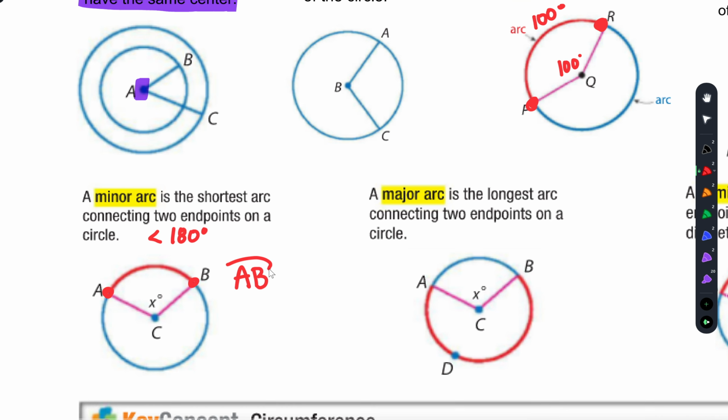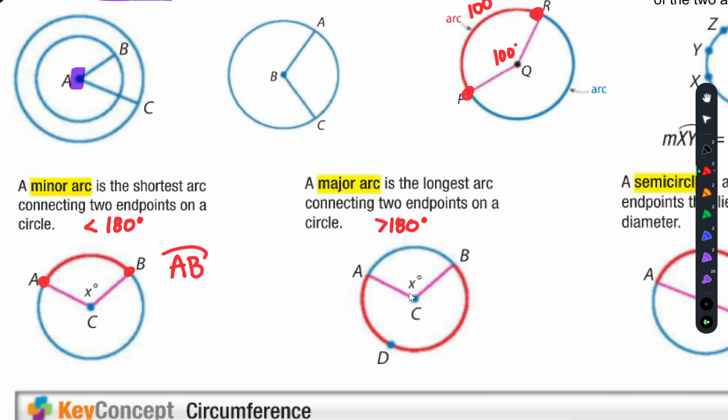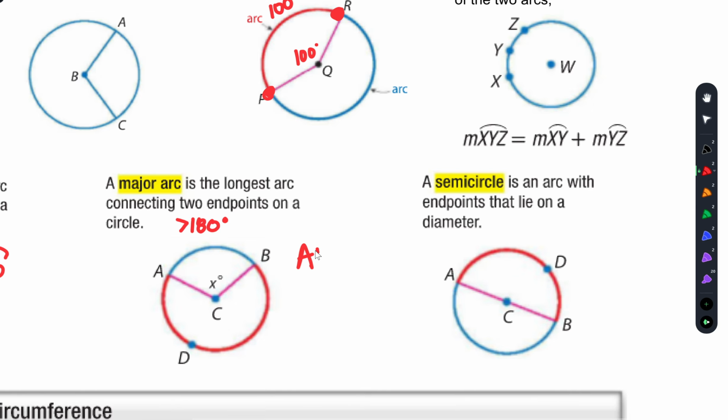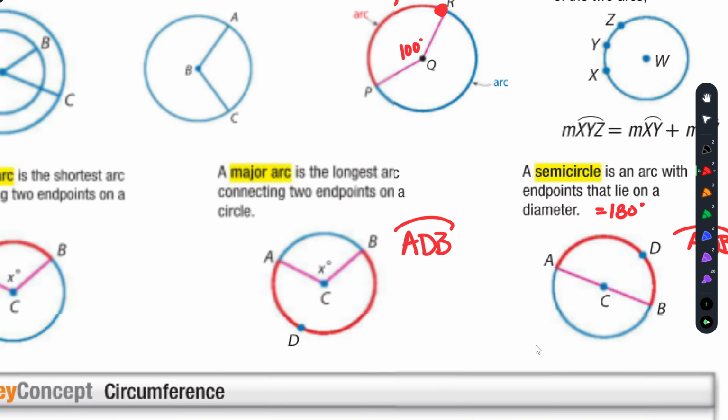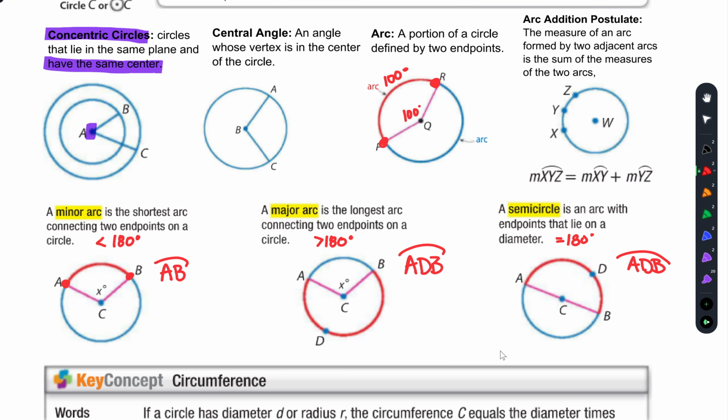Opposite to a minor arc is a major arc. A major arc is greater than 180. And remember, we also can denote major arcs by the number of letters. We're going to use 3 letters to denote a major arc. So I would call this arc ADB. Same thing with semicircles. They equal exactly 180. We can use 3 letters for those as well. So that would be arc ADB as well. Vocab that's familiar? Yes, we kind of remember that from last unit.